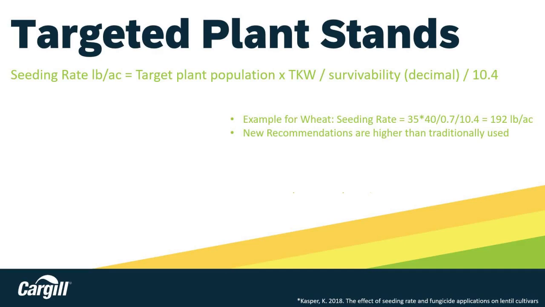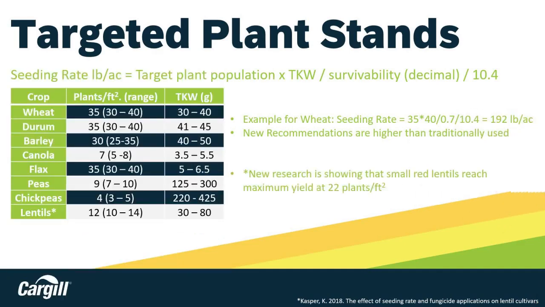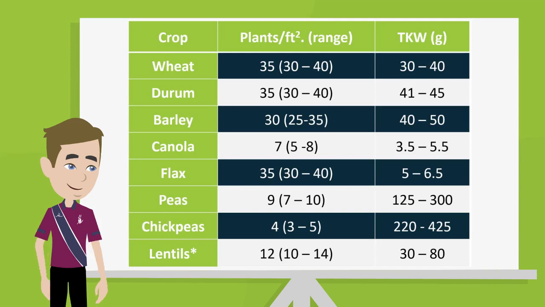We have a little bit higher plant population. It's likely drier conditions, and we know that the weaker seedlings will die off and leave a more robust stand. So in this example, seeding rate is going to equal 35 multiplied by 40 divided by 0.7 and divided by 10.4. And this will give us 192 pounds per acre.